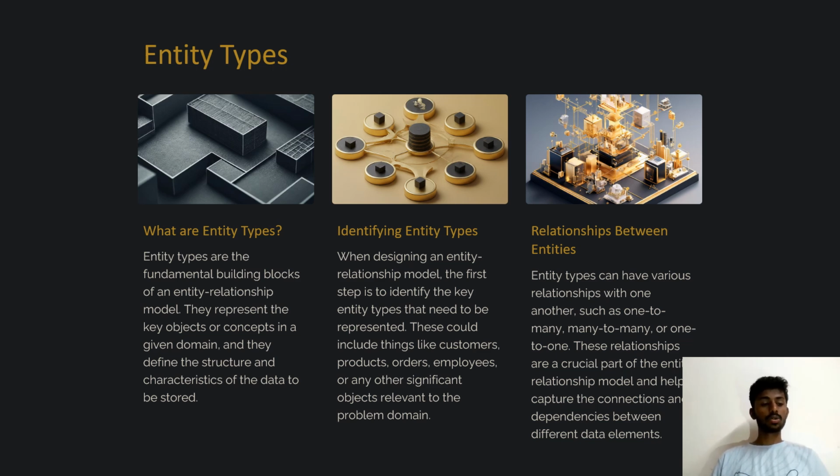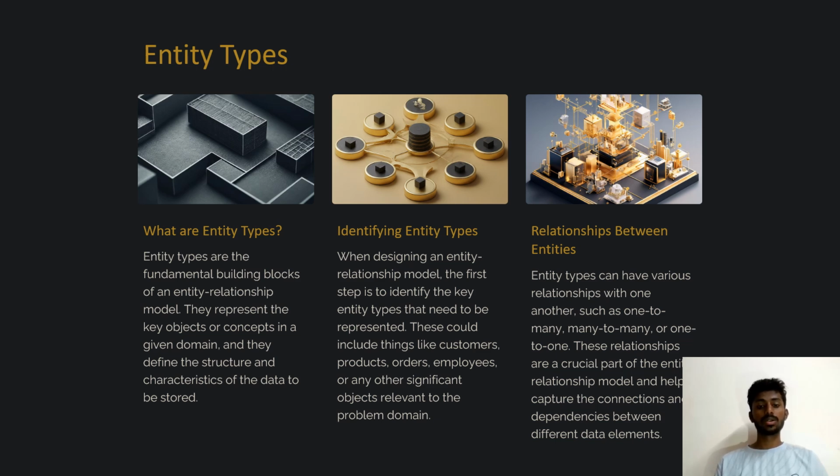Entity types. So what are entity types? These are the fundamental building blocks of an entity relationship model, which represents the key objects or concepts in a certain domain, and they also define the structure and characteristics of the data that has to be stored.